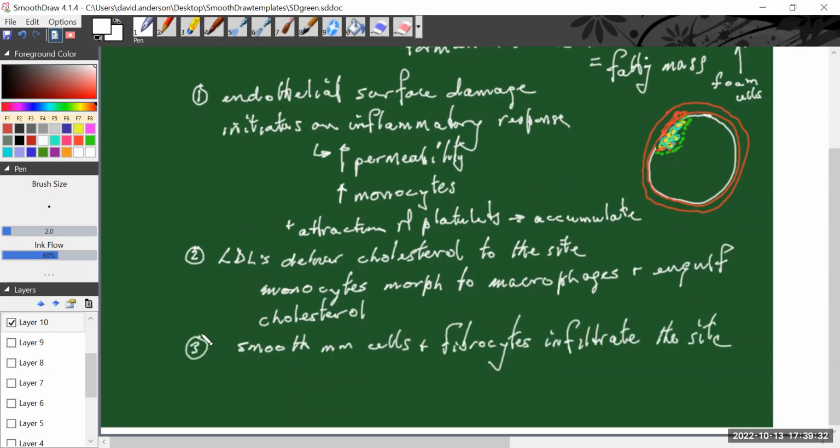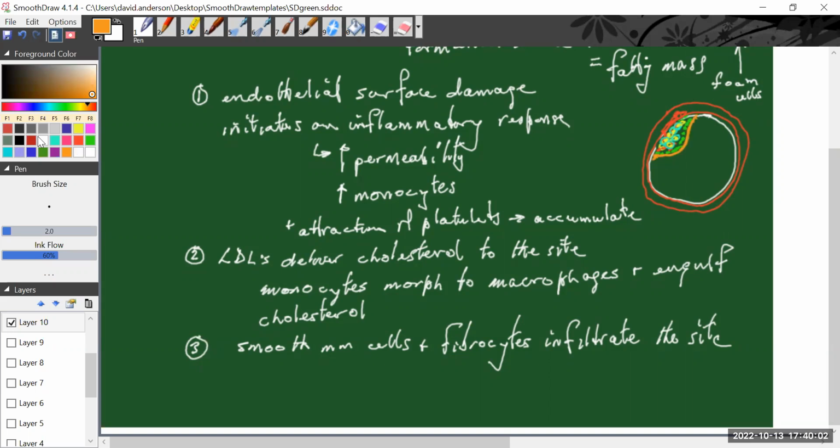So then our smooth muscle cells and our fibrocytes infiltrate the site in an interest of trying to repair. And when fibrocytes infiltrate, they start to lay down some collagen. What they're trying to do when they lay down the collagen is stabilize this clot, stabilize this mass of cells and tissue that are the atheroma, the early stages of the atheroma.